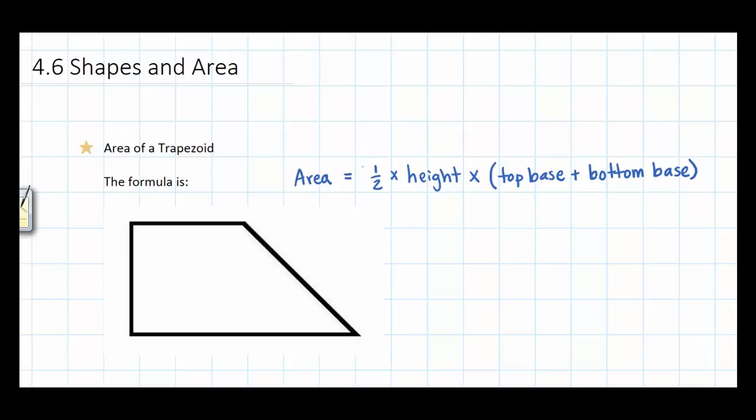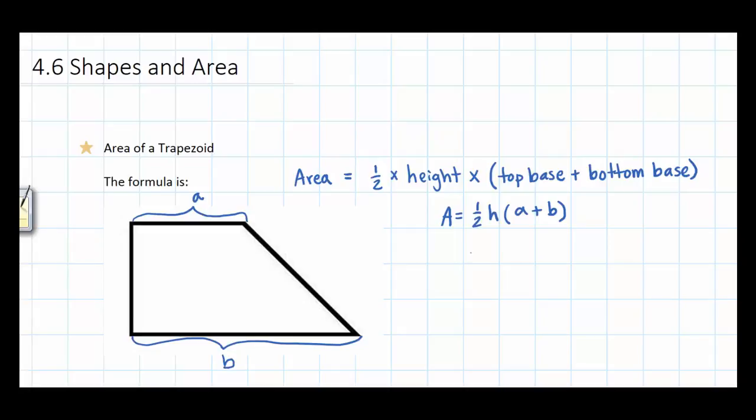This is how we find the area of a trapezoid. We can also write this A equals 1/2 H times A plus B, because we can call this top part top base A and this bottom base B.